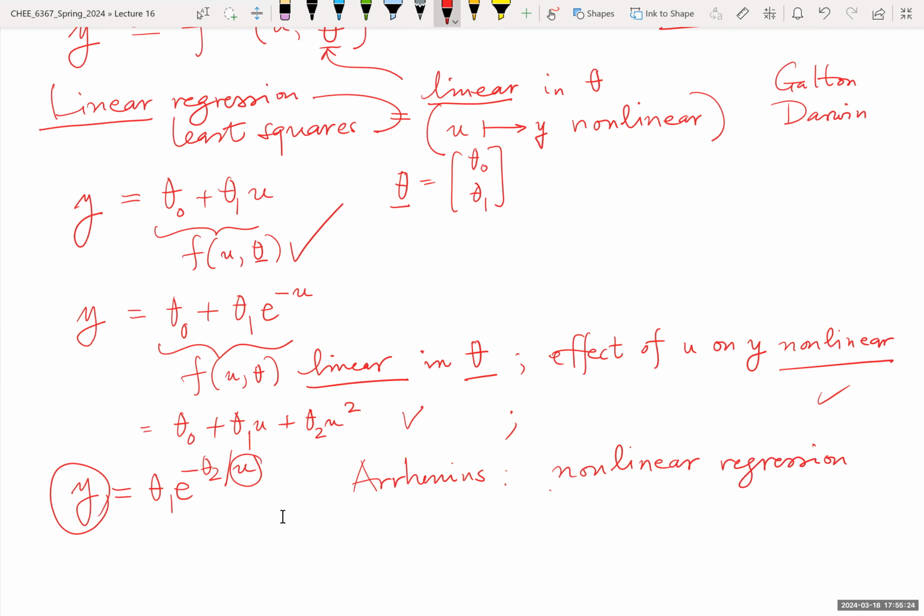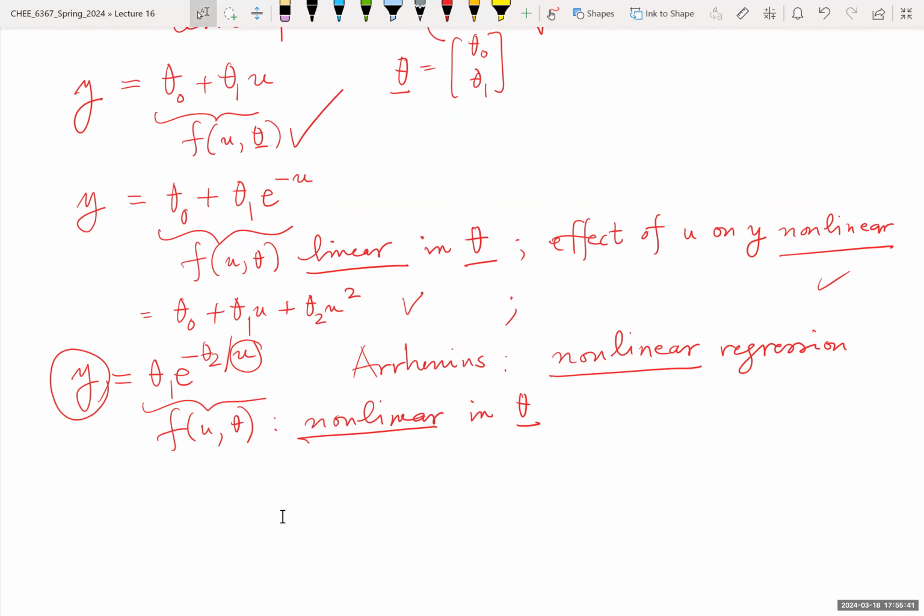It means that the right-hand side here, which is f of u and theta, is nonlinear in the parameters theta, right? So if I try to solve least squares, I have to use numerical methods. It's not easy to get analytical solutions for nonlinear regression equations. Plus, if I want to do statistics, I can do these by computer-intensive methods, but not easily by formulas that are explicit.